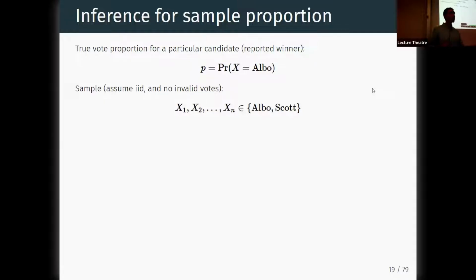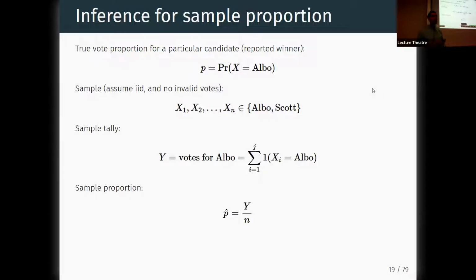So we've sampled some of the ballots. We're going to call those X1, X2 up to Xn. Each of those is either a vote for Albo or a vote for Scott. We're just going to assume there's no informal votes or anything, so keeping it simple. And then we just count up how many votes we have for Albo in our sample. We'll call that Y. And we can take that as a proportion of the total sample that we looked at, Y over n. And that's our estimate based on the sample of what the proportion is.